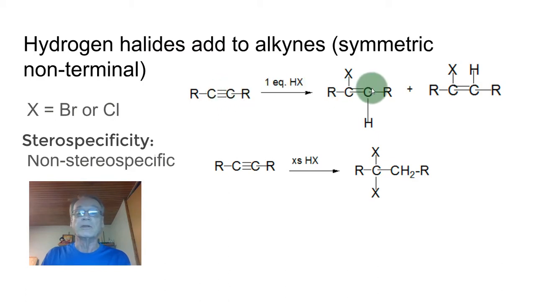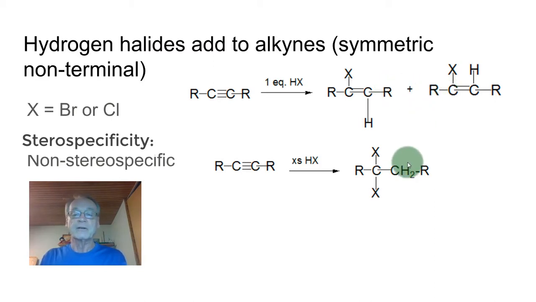So we get this kind of a product where the hydrogen's added to one and the halogen's added to the other. But notice that because the reaction is non-stereospecific, we get some where it goes trans and some where it goes cis. You get two products in that case. That's a little inconvenient because we don't want two products generally. We want one product.